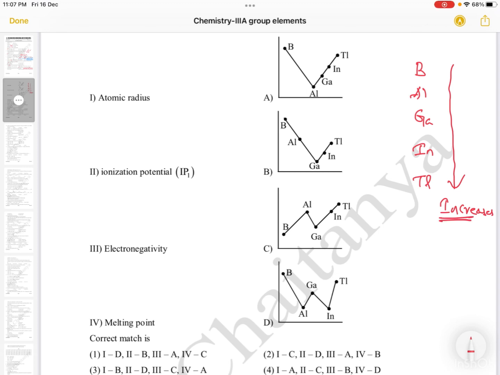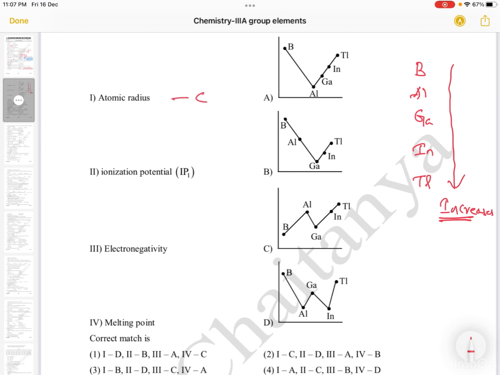So thallium should have more atomic radius. But here atomic radius is not following the regular trend. Is it clear? Atomic radius is not following the regular trend. Reason, for example, aluminium and gallium, if you take, actually gallium should have more atomic radius than aluminium, but here gallium is having less radius due to increase in the volume. So for atomic radius, the correct graph you can see in the case of C.